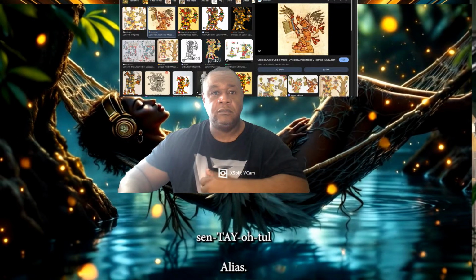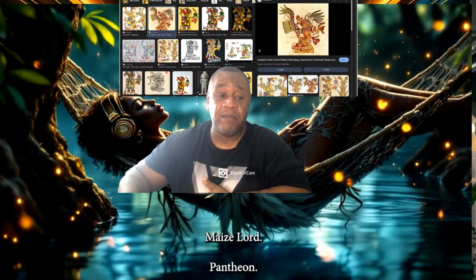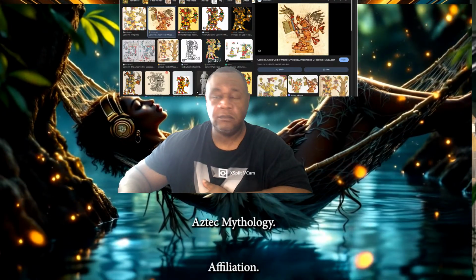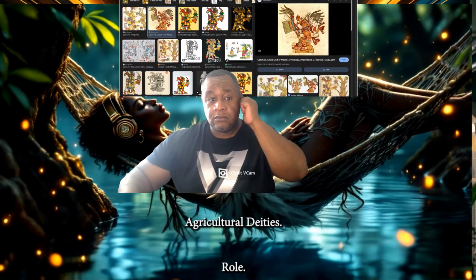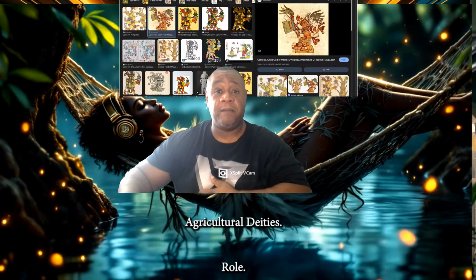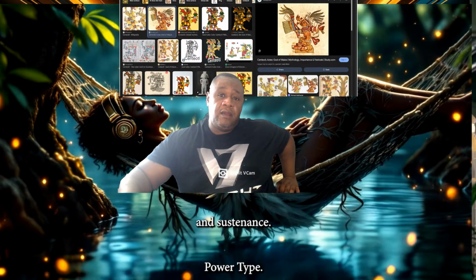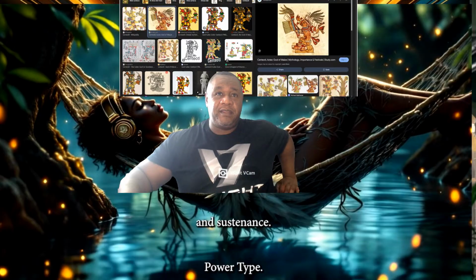Pronunciation: Centeotl. Alias: Maize Lord. Pantheon: Aztec mythology. Affiliation: agricultural deities. Role: a lot of agricultural deities here, right? Obviously, getting some food is extremely important. None of us would be here if someone didn't keep these gods happy, right? God of maize and sustenance. Maize, or you would call it corn, right? I remember Beavis and Butthead saying that.